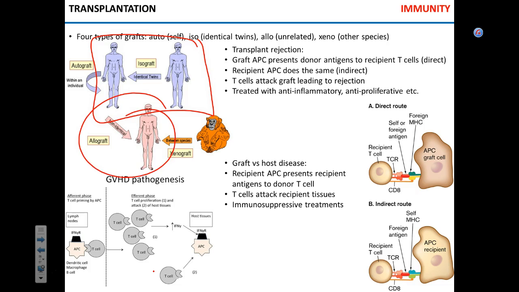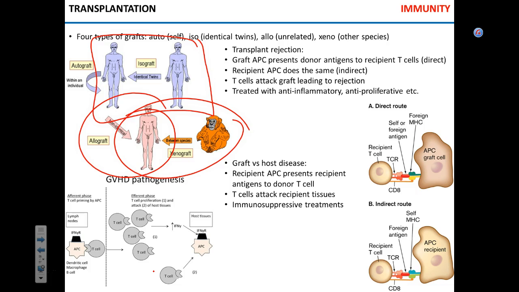Allograft. Anything between 2 people who are not identical twins. Most of the transplants are allografts. Okay. And xenograft between species. It's not frequent. You can do xenograft of, let's say, cardiac valves from pig to human. So tissue that is not very immunologically reactive. Okay.